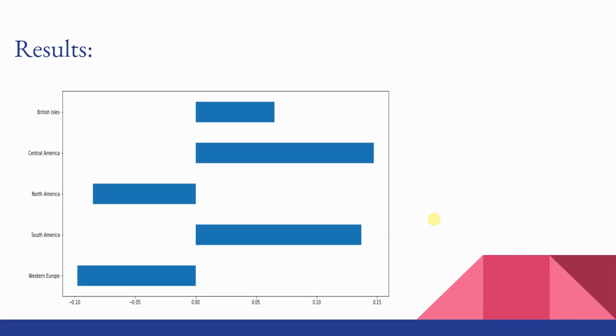This is a bar chart. It shows you the size of how much they prefer local versus imported. If the bar is extending to the right, that means that customers from that region prefer to buy imported products, and if the bar is extending to the left, that means that the customers prefer to buy local products. And the bigger the bar, the more they prefer local versus imported. So we see that the British Isles, Central America, and South America seem to love imports, and then we have North America and Western Europe, and they seem to prefer local products.